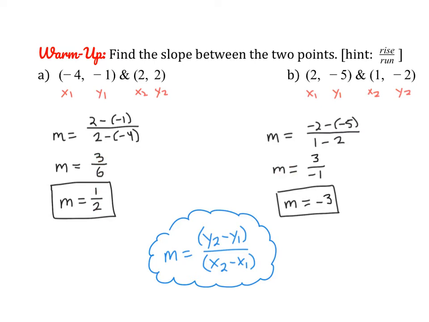And for the second one, you should get 3 over negative 1, which is negative 3. Do be careful here whenever you're subtracting a negative. Remember, subtracting a negative is actually like adding. So just make sure you're careful with your parentheses.